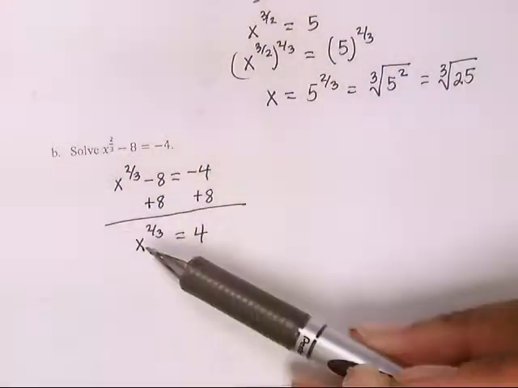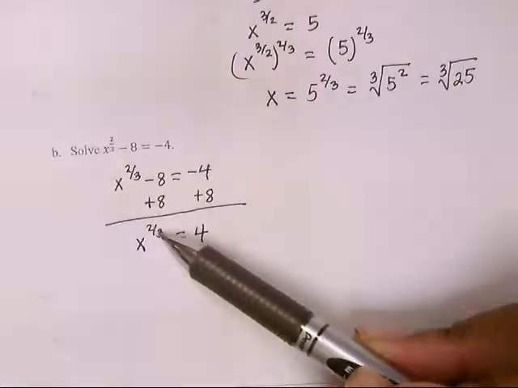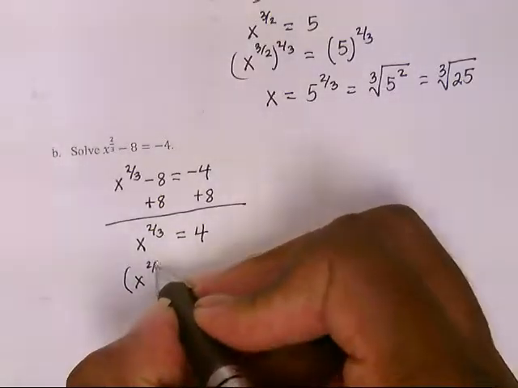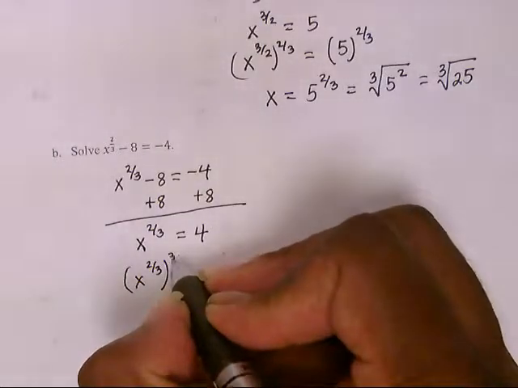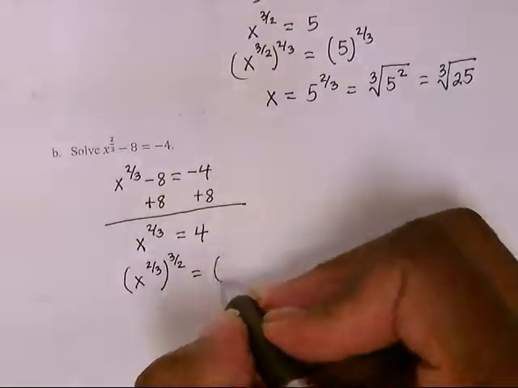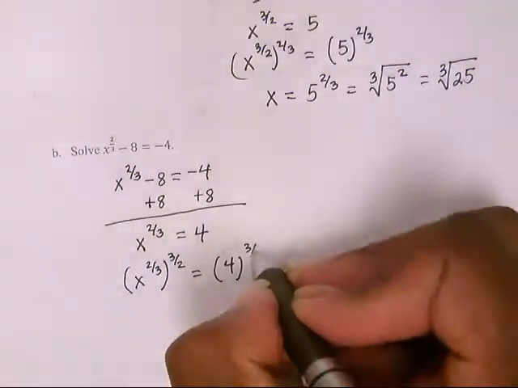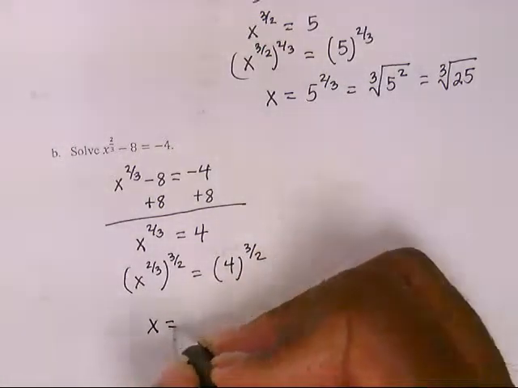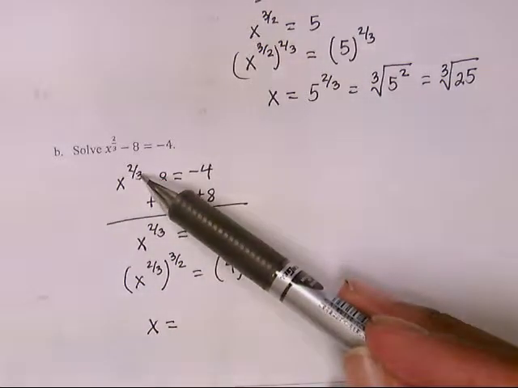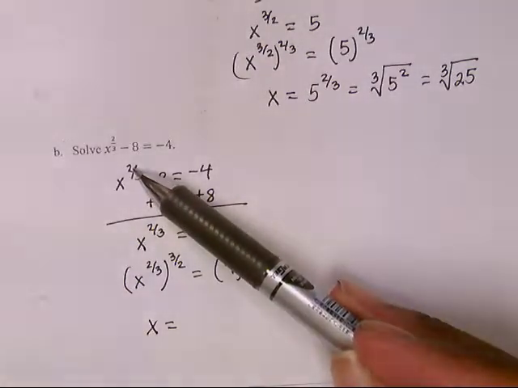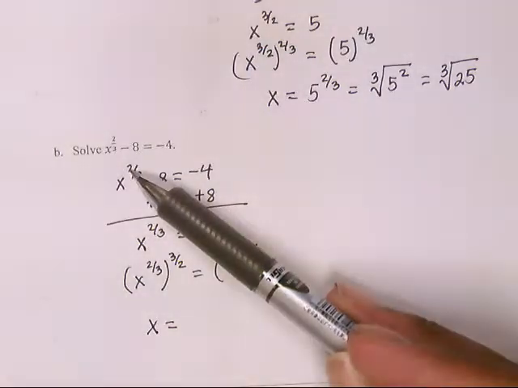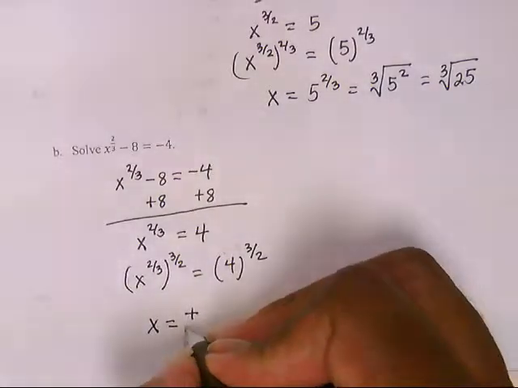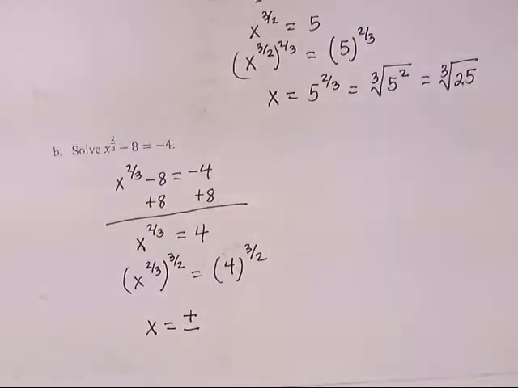And now, I want to get x by itself. It's raised to the 2/3, so that means the reciprocal of 2/3, which is 3 halves. So I'm going to raise both sides to the power of 3 halves. Now, the numerator started off with an even number. That means for x, I need to have plus or minus there.